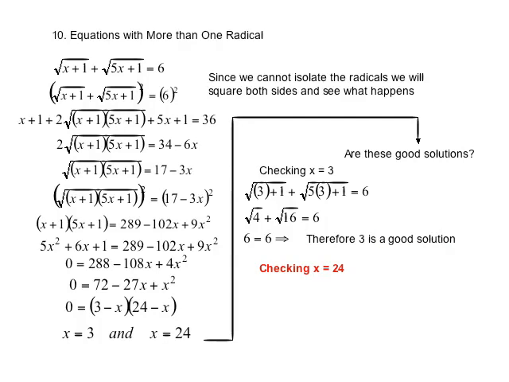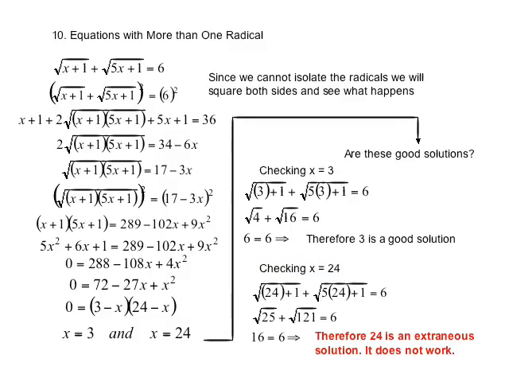Checking x equals 24. We repeat the process, putting parentheses where the x is and putting 24 inside the parentheses. And we see that we get 16 equals 6, which is not true. Therefore 24 is an extraneous solution. It does not work. It was introduced when we did the squaring of unequal numbers.